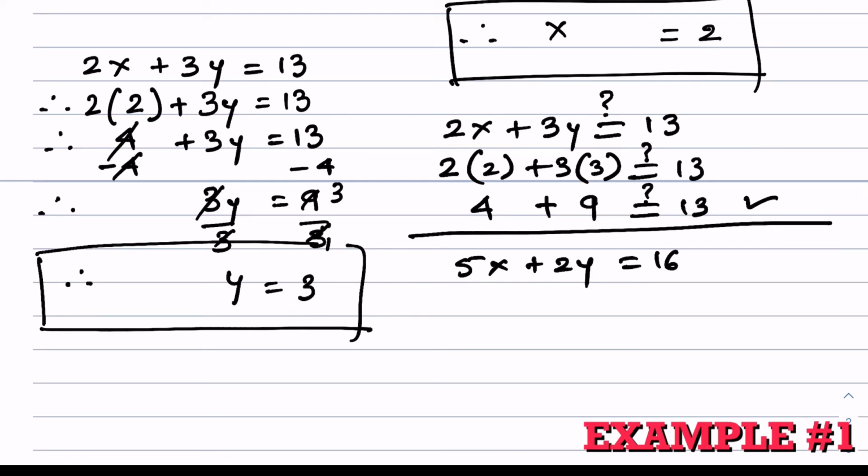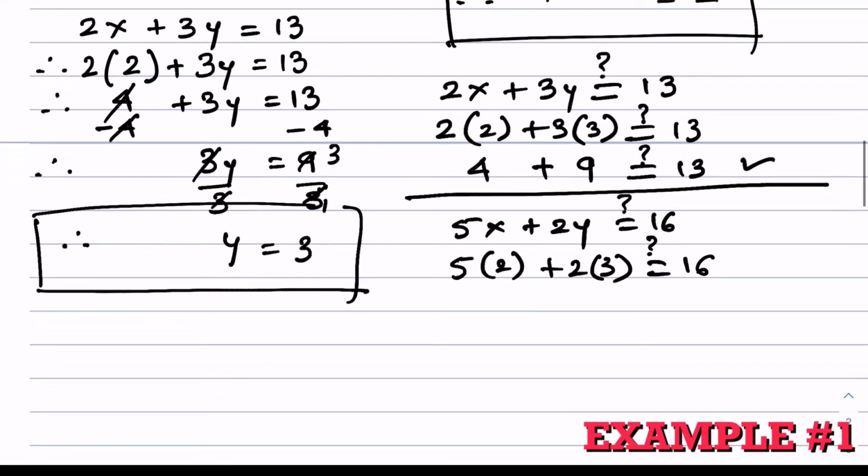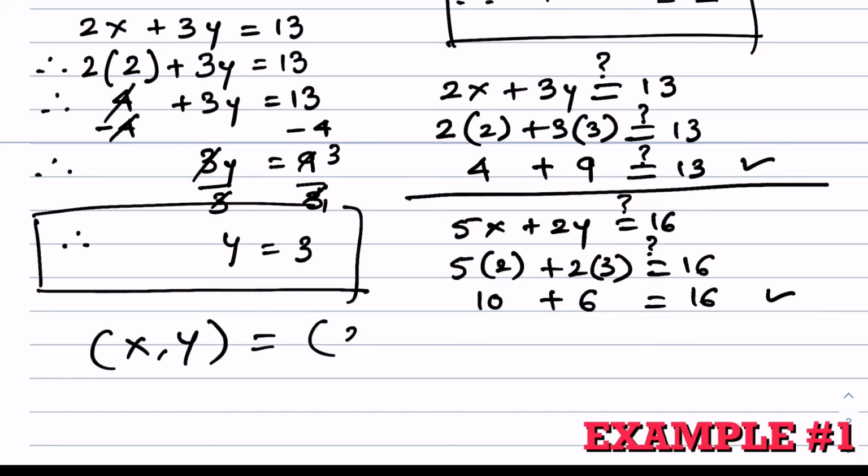Let's substitute the value of x, which is 2, and the value of y, which is 3, and check whether it satisfies the equation and makes the left hand side equal to the right hand side. So 5 times 2 becomes 10, 3 times 2 becomes 6, that makes it equal to 16. So the left hand side again is equal to the right hand side. Therefore our solution for this simultaneous equation is 2, 3, where 2 is the value of x and 3 is the value of y.